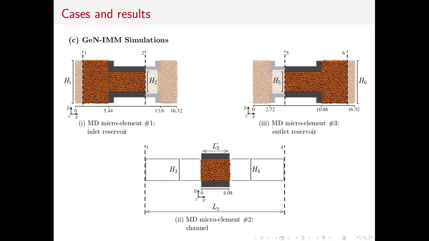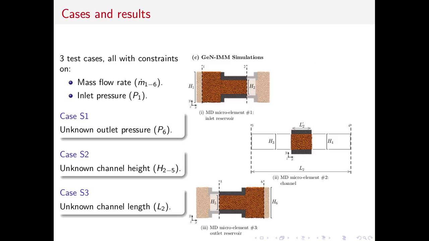So the channel microelement at the bottom of this figure is obviously much shorter than the main channel component, and the length of it is 4.08 nanometers, which is 25 times shorter than the actual component. We perform 3 test cases on this network, and for all test cases we choose to constrain the mass flow rate through the network, because this probably best demonstrates the design aspect of the GenIMM, because the mass flow rate is a quantity you wouldn't be able to fix in a full molecular simulation.